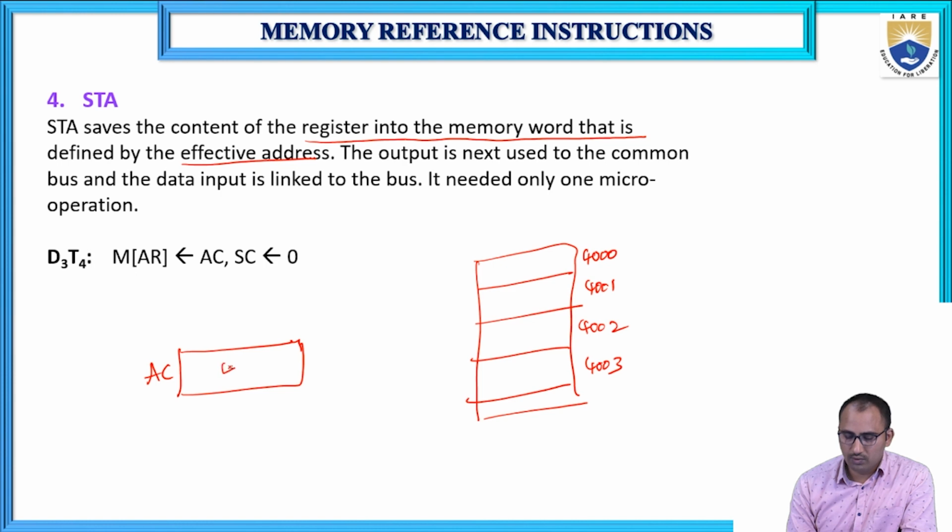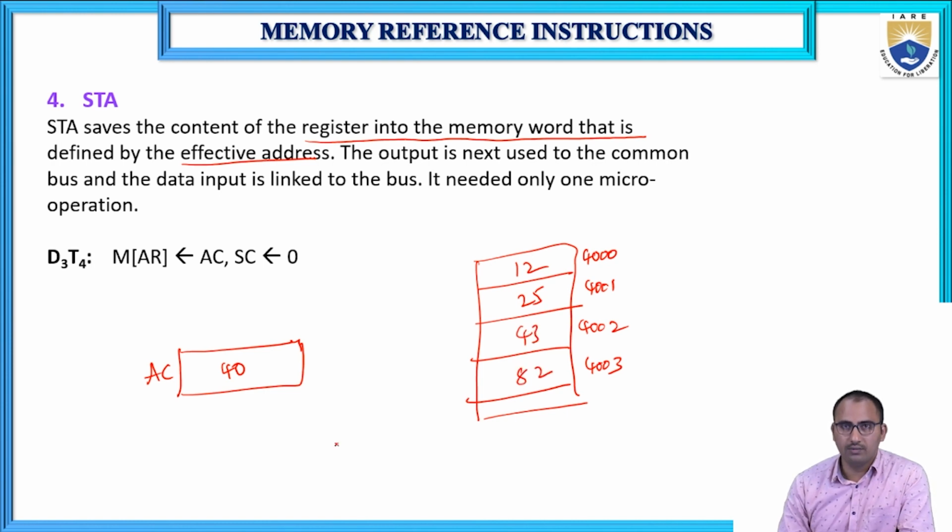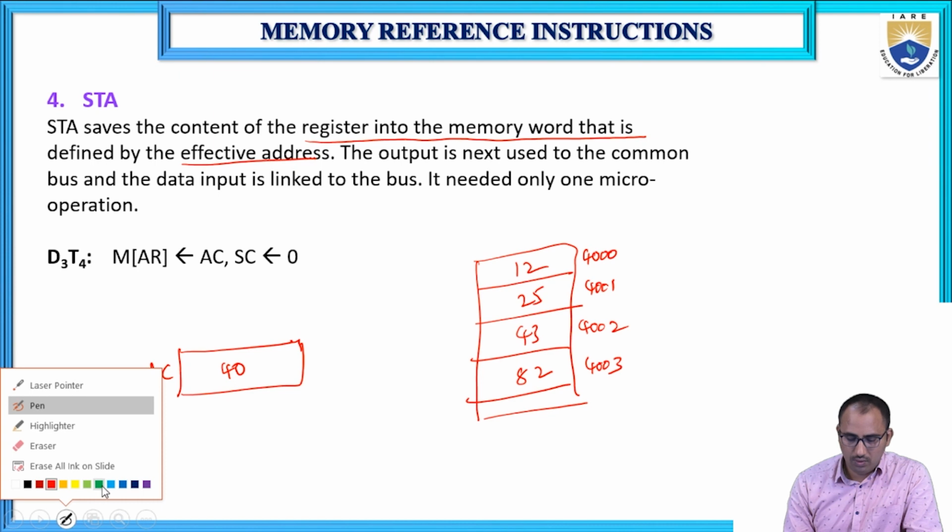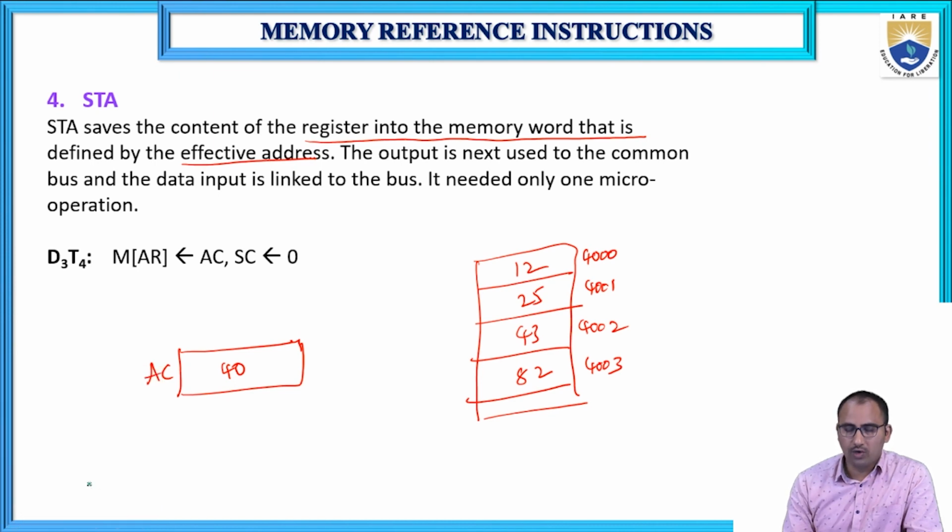So let us assume this is 40, this is 12, 25, 43, 82. So these are the contents before the store accumulator operation takes place. Okay. So see here, store accumulator. The accumulator contains the value 40, and the memory contains 12 in 4000 location, 25 in 4001, 43 in 4002, 82 in 4003 location.